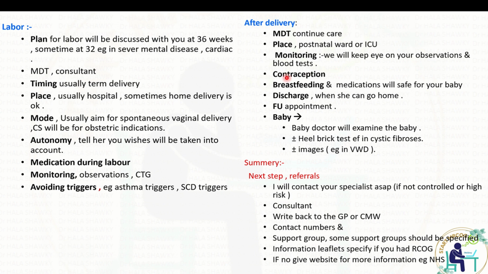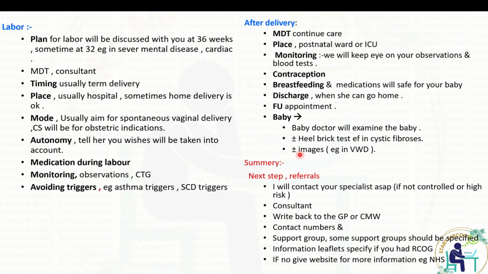Before she goes home, contraception should be discussed, and breastfeeding, whether she can breastfeed the baby, whether her medications are safe for breastfeeding or not, and when she can go home, and the follow-up appointment, and the baby care by the baby doctor. Sometimes you have to mention to her the heel prick test, because they do it routinely for all babies for certain conditions, like cystic fibrosis. And imaging: sometimes you have to do imaging for the baby if there is a risk of intracranial hemorrhage, for example, in the severe type of von Willebrand type 3. So it depends upon the station.